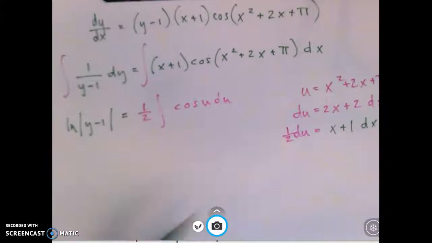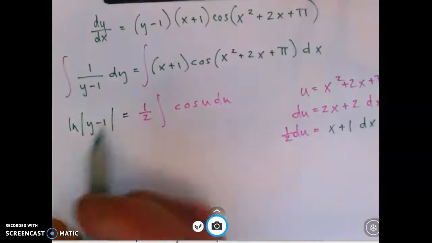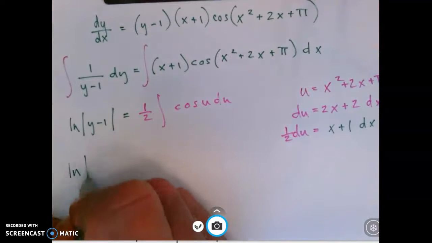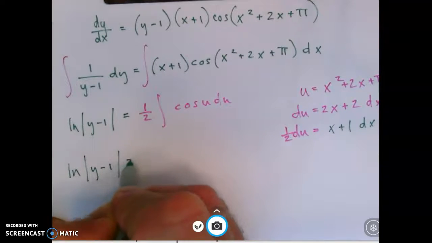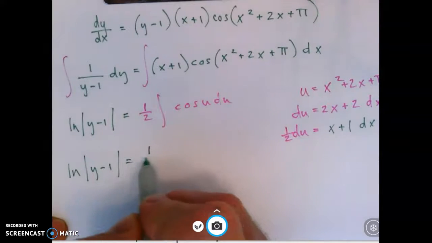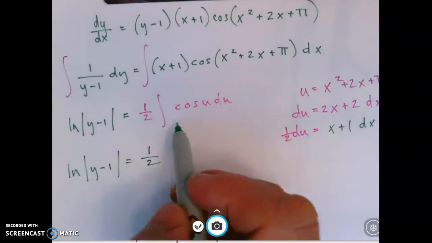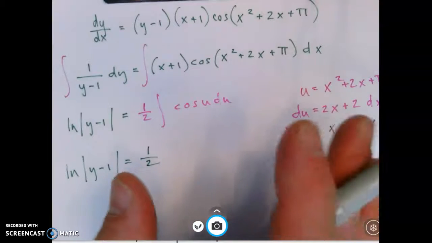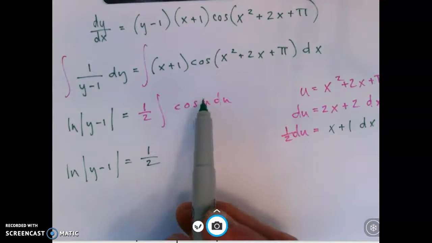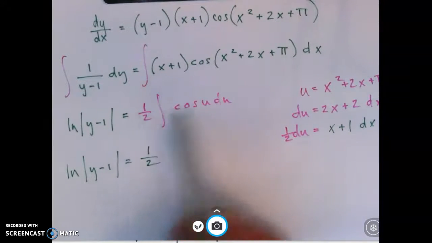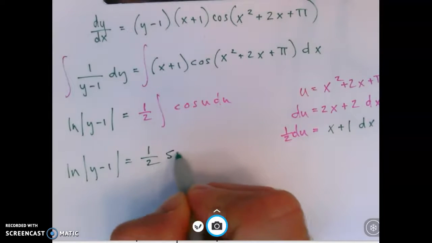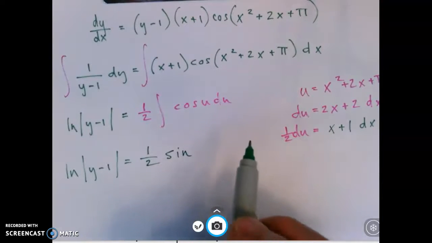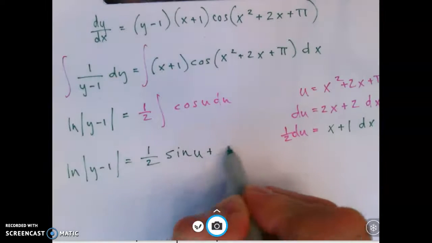So here we've already integrated the left-hand side. So now we have to integrate this right-hand side. I'm going to leave this left-hand side exactly the way it is, and I'm going to leave the 1/2 where it is. And the integral of cosine is sine. Right? This is not a definite integral, it's an indefinite integral. Remember, when we integrate and get a cosine, we take the opposite. In this case, we don't take an opposite. So this simply becomes 1/2 sine of u plus c.